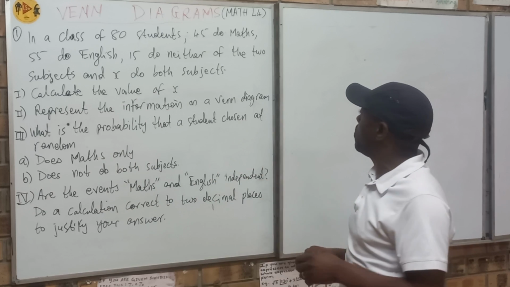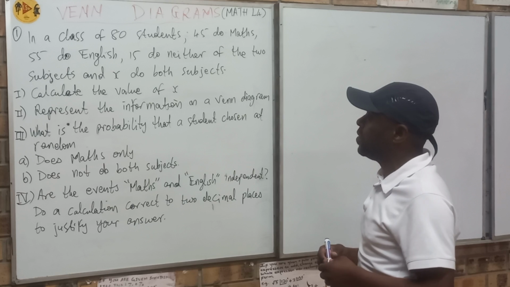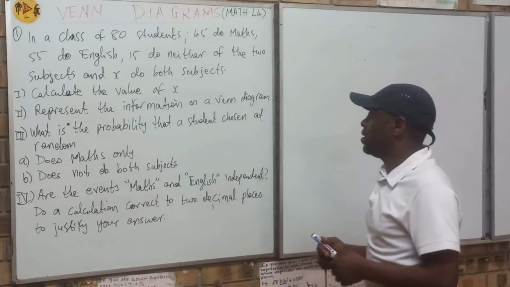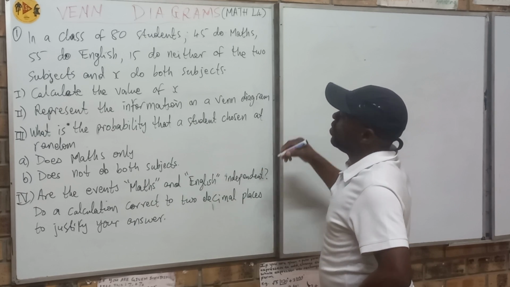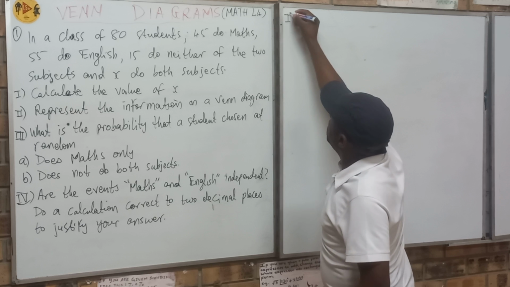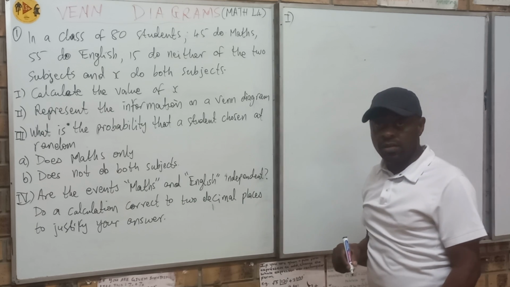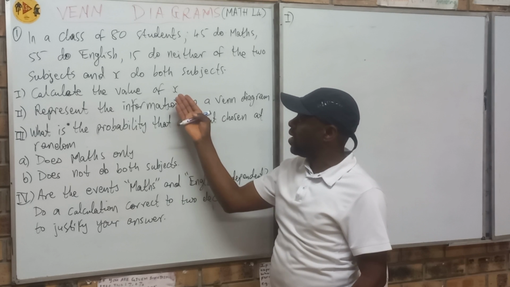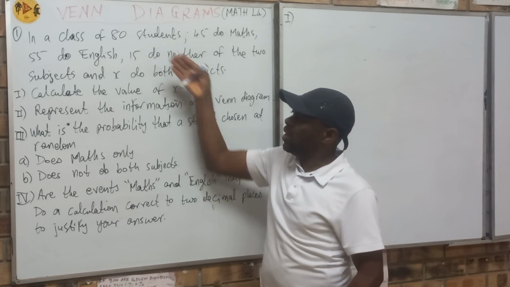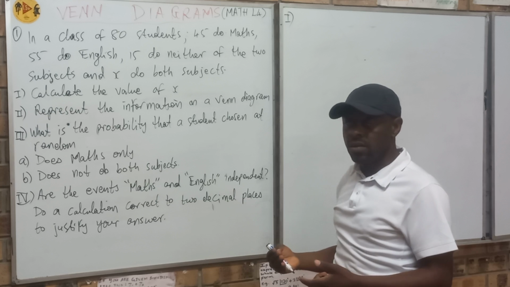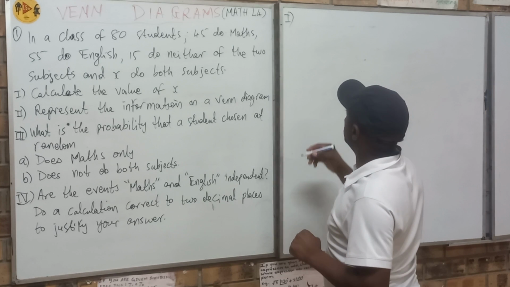And then after that, you present the information on the Venn diagram. Then you calculate the following probabilities. So let's start with problem 1. To calculate X, unfortunately, we have to start by representing the information in a Venn diagram that involves X to help us calculate the value of X.